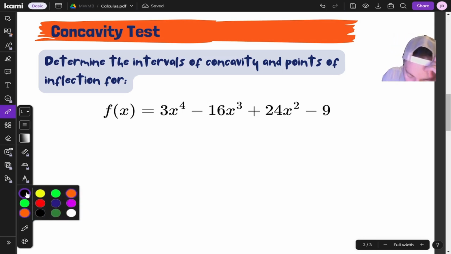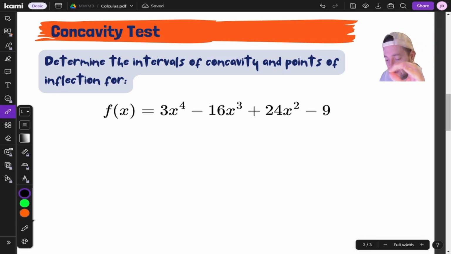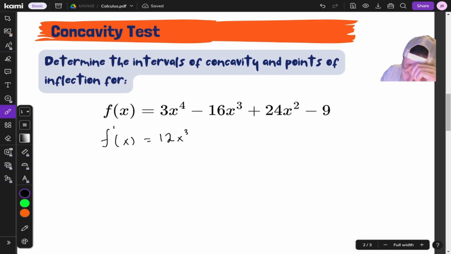All right, so let's go ahead, and since we're looking for concavity and points of inflection, we're going to go ahead and take two derivatives. So the first derivative, f prime of x, is going to be 12x to the 3. Again, this is the power rule. This is not a video on the power rule. If you're not sure, go back and watch my other videos. But basically, all I do is 4 times 3 is 12, minus 1 off.